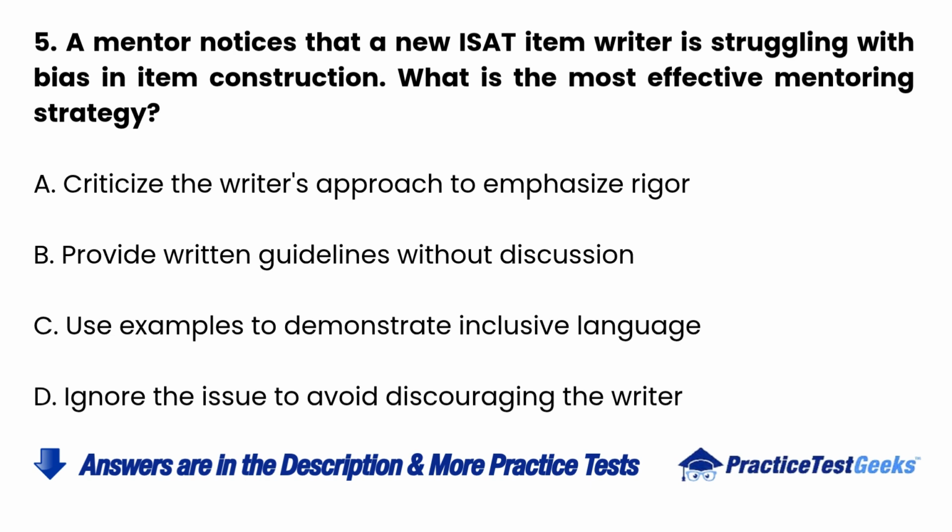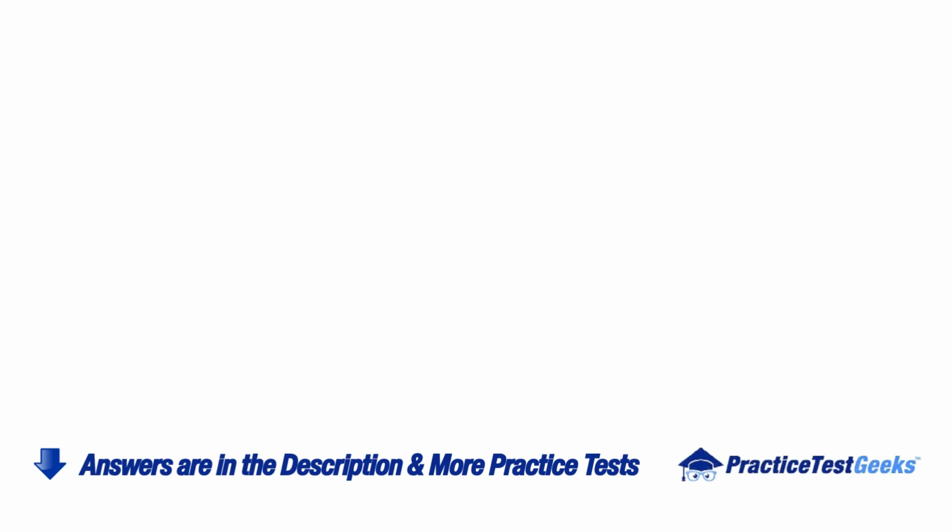5. A mentor notices that a new ISAT item writer is struggling with bias in item construction. What is the most effective mentoring strategy? A. Criticize the writer's approach to emphasize rigor. B. Provide written guidelines without discussion. C. Use examples to demonstrate inclusive language. D. Ignore the issue to avoid discouraging the writer.